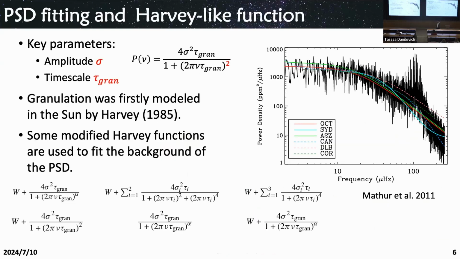So a basic way is to directly fit their PSD, and this was first modeled in the Sun by Harvey. He used a Lorentzian profile like this with two key parameters, the amplitude sigma and timescale tau. Since then, some modified Harvey functions have been used to fit the background of the PSD, especially in the field of asteroseismology. For example, the exponent in the denominator can be replaced with a free parameter alpha, or multiple Harvey functions can be summed together. This plot shows an example of a PSD of red giant stars and the fittings with several Harvey-like functions.